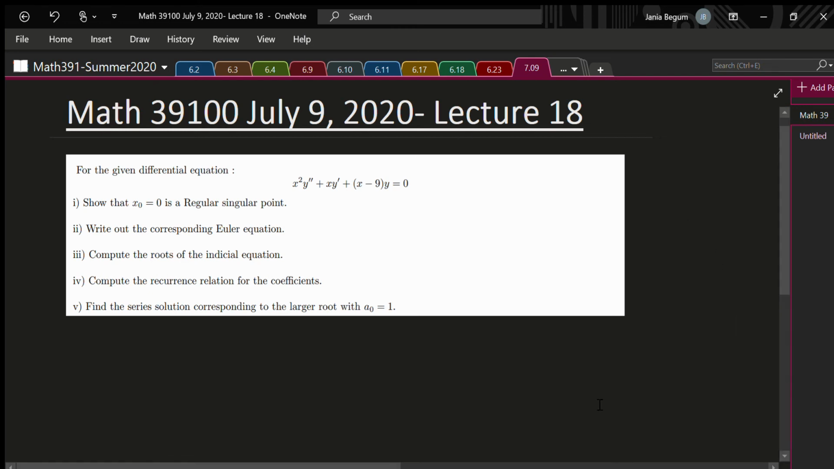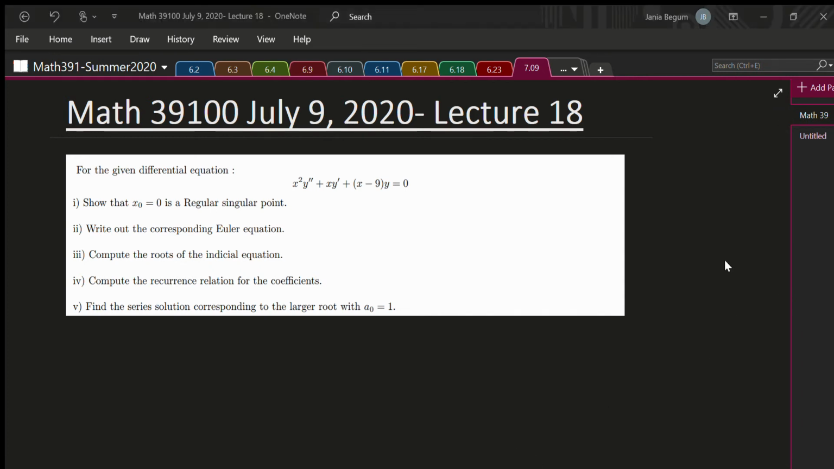Okay, so let's start our lesson for today. So I'm going to start with doing an example from regular singular point series solution, and then we'll just move on to chapter 6. Okay, are you ready? Yep. Okay, so let's go.